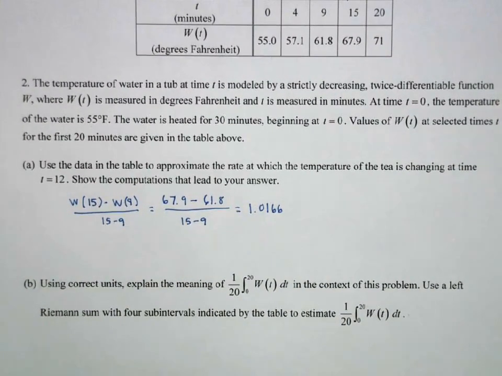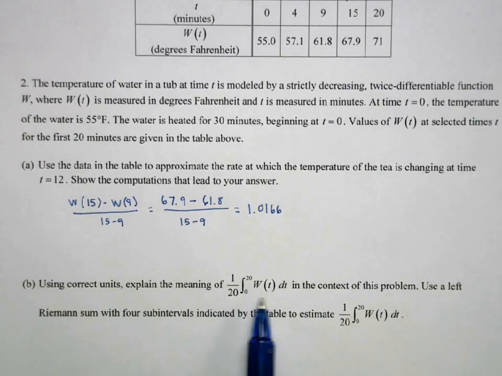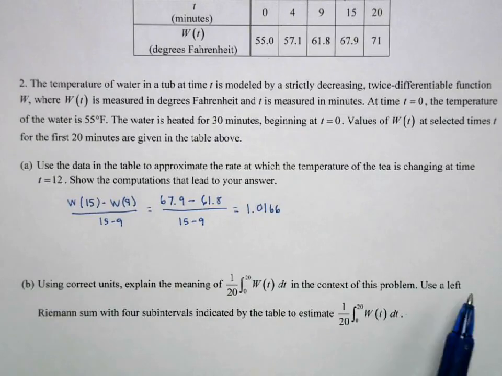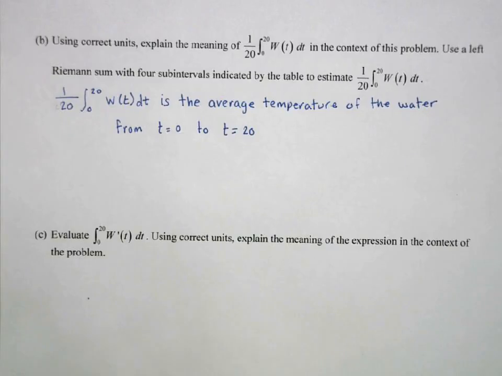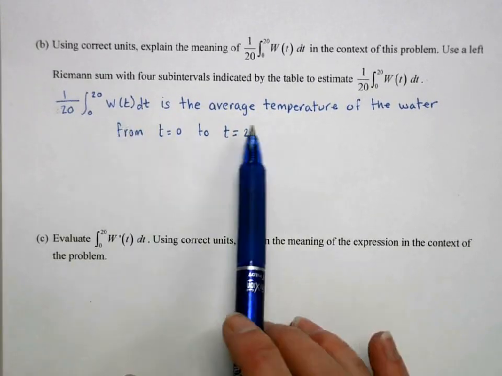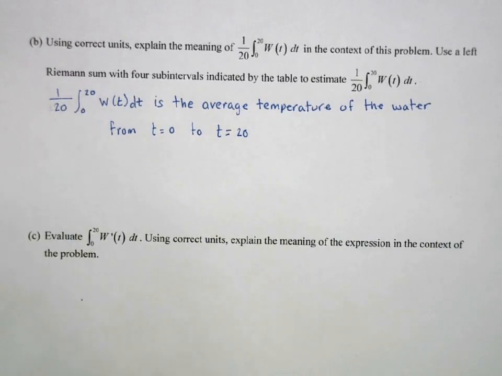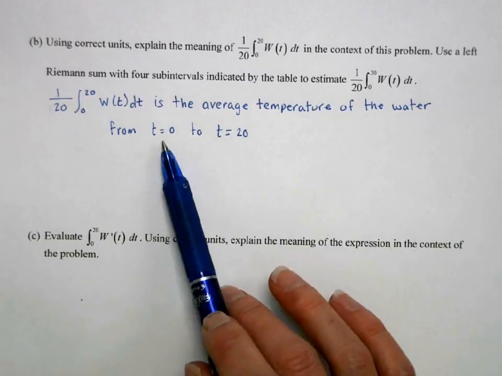Okay, next, it says, using correct units, explain the meaning of 1 over 20 times the integral from 0 to 20 of W(t). And then we're going to use a left Riemann sum to estimate that. So 1 over 20 times the integral from 0 to 20 of W(t) is going to give us the average temperature. It's the average value of the function, and since this function is giving us temperatures, it's the average temperature of the water from t equals 0 to t equals 20.